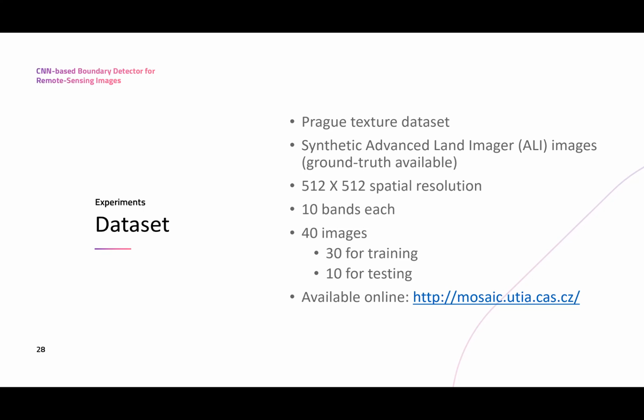One of them is from remote sensing images. The images are from the Advanced Land Imager, and it is a synthetic data set. They combine different regions together automatically, as you will see in the next slides. The resolution is 512 by 512 pixels. Each image has 10 bands. We have 40 images. We used 30 for training and 10 for testing.